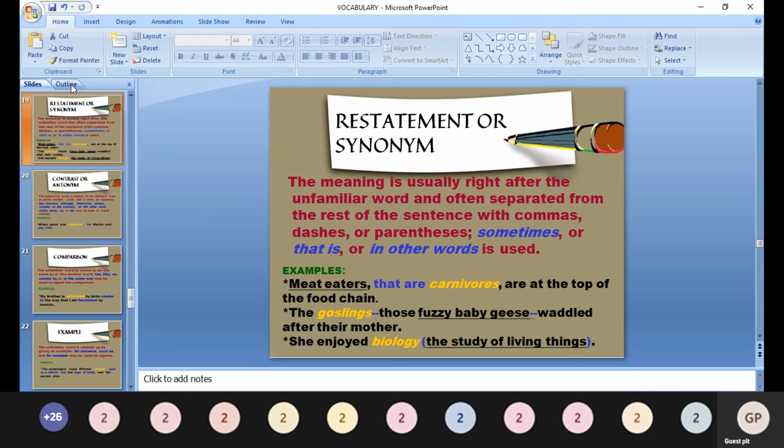See, for example, meat eaters that are carnivores. If you don't know the meaning of carnivores, "meat eaters that are" gives the meaning, and it comes before the word. Carnivores are at the top of the food chain. The goslings. What are goslings? The goslings, those fuzzy baby geese. See, the meaning is expanded here. Those fuzzy baby geese waddled after their mother. She enjoyed biology, the study of living things.